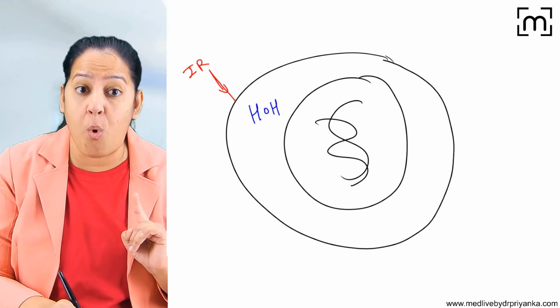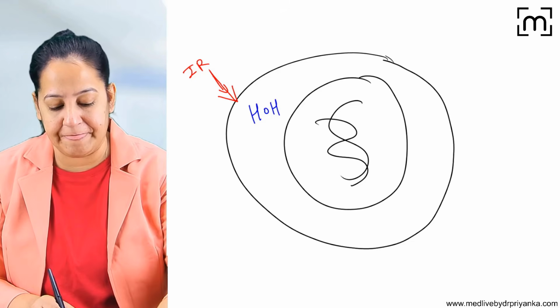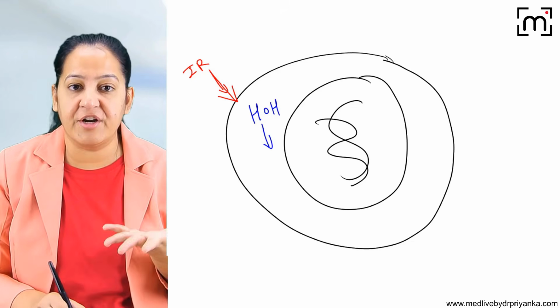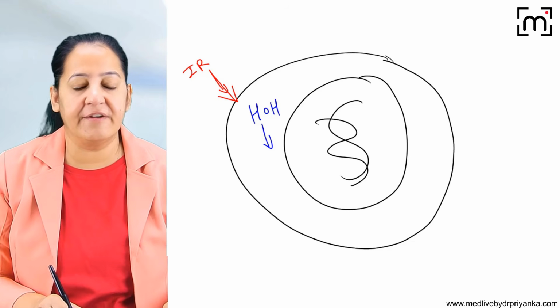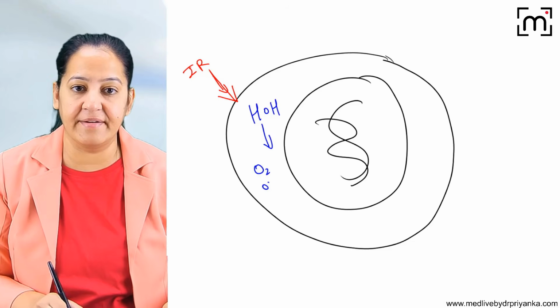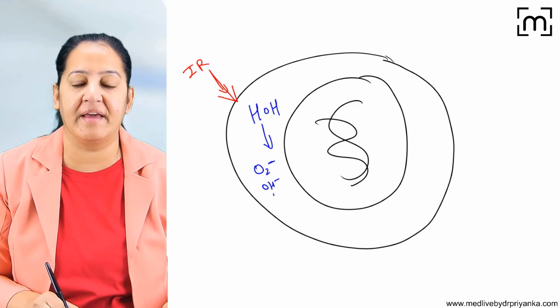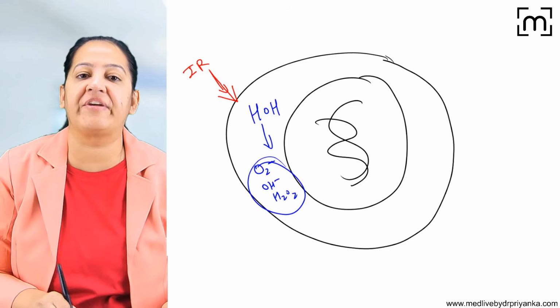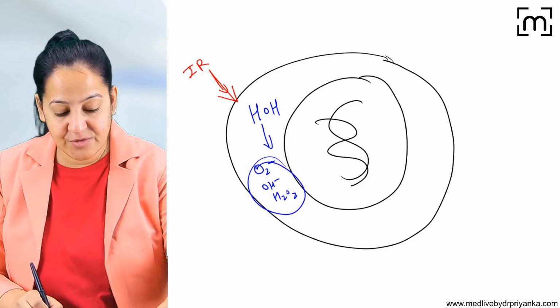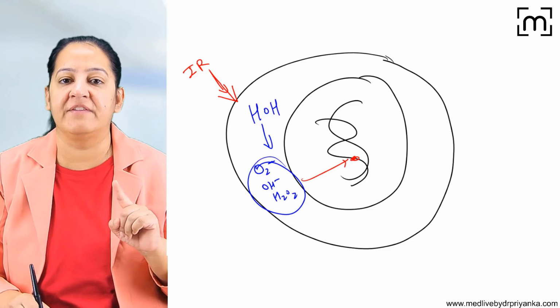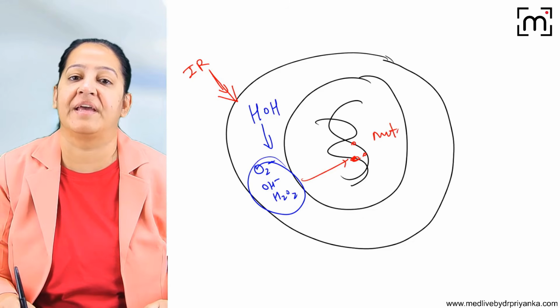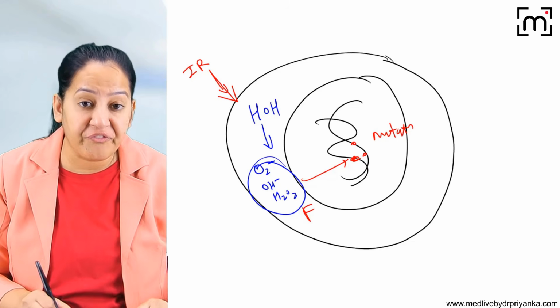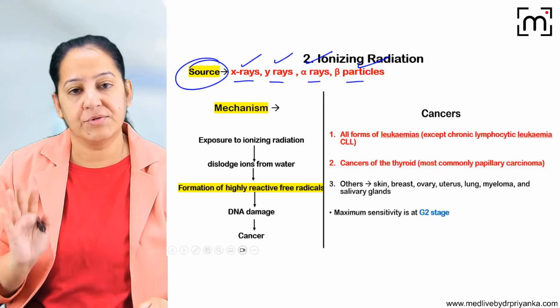The water which is present in the cytoplasm, that water will be converted into free radicals. What are the free radicals? It will convert it into hydroxyl ion, superoxide ion, and hydrogen peroxide. These all are free radicals which are formed from the water. And these free radicals will induce mutation. They will lead to multiple mutations in the DNA. So here the mutation is due to free radical formation from the water. So this is the mechanism.